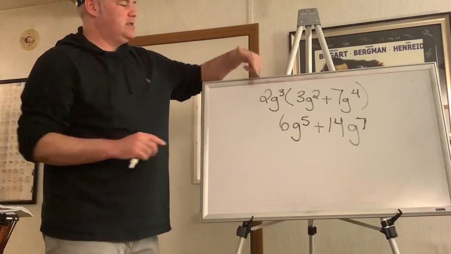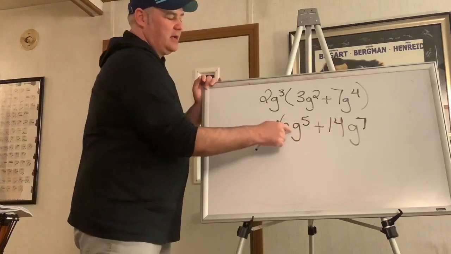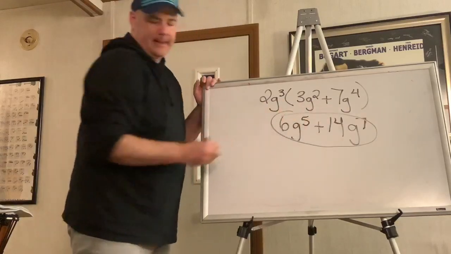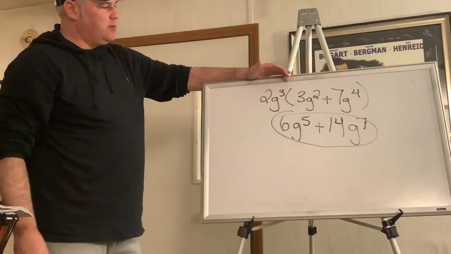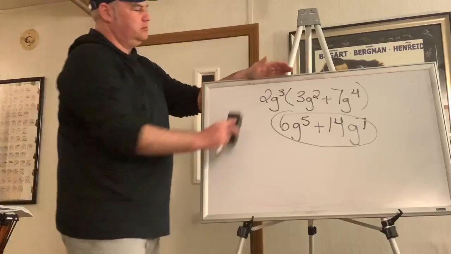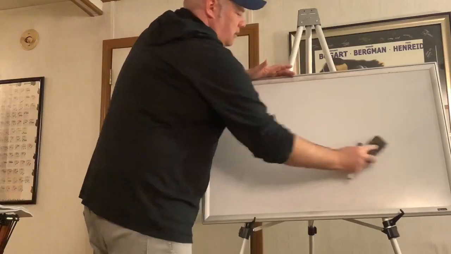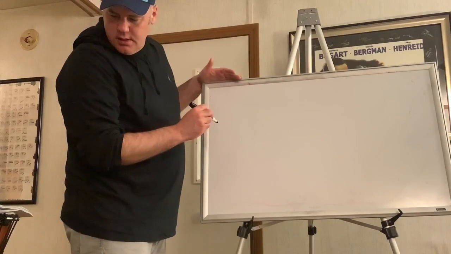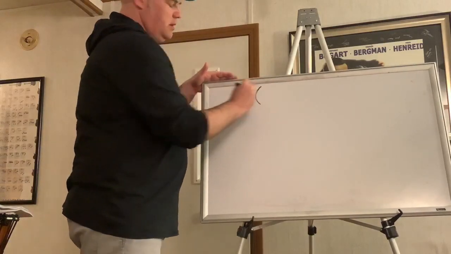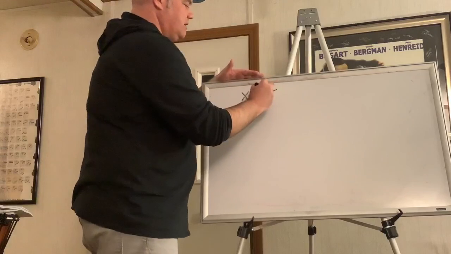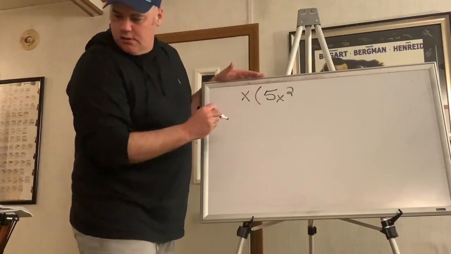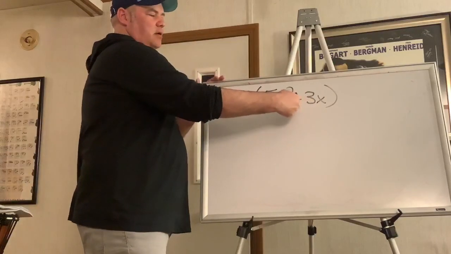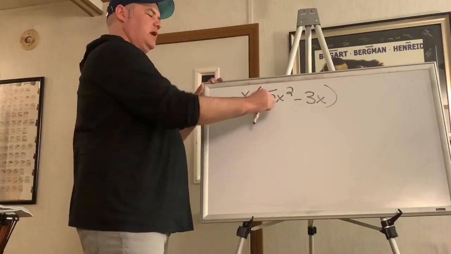So here is this. Now these two I cannot combine because one's to the 5th, one's to the 7th. So that's where we stop. Okay, let's do another one of those. So x times (5x squared minus 3x) is what we're going to do. Okay, can't combine those, different exponents, but you can multiply.